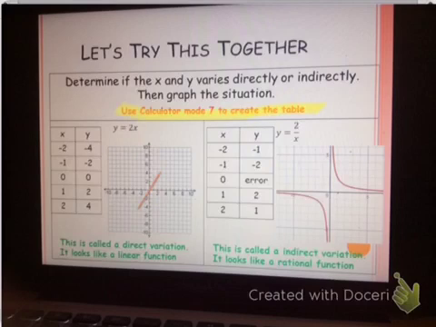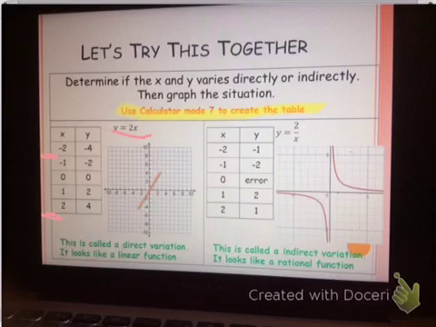Type in your formula here, the equation y equals 2x. Tell it to start at -2 and end at 2. So put in -2, enter, and then 2, enter, and leave the step as 1. Don't touch that. It's going to spit out a table. When you get a table, you are going to get a graph.